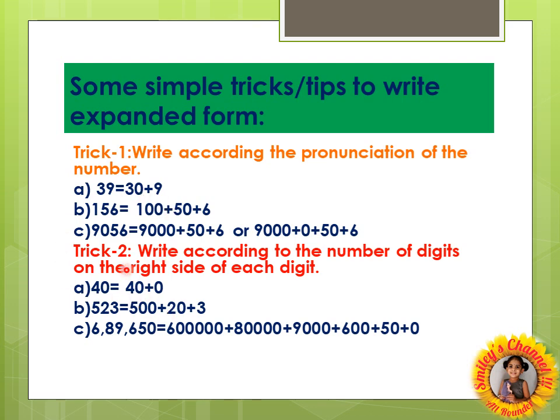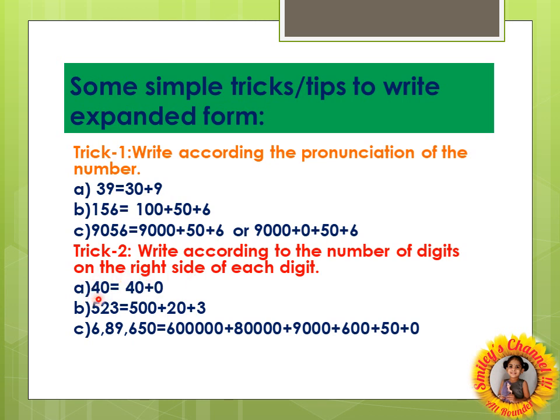So this is one trick or tip, children. And the second one, let us see now. Read this: according to the number of digits on the right side of each digit. So here I'll explain this. When you are writing the expanded form of any number, you are going to start from the highest place value, and after that particular place value you should look over the right side of that particular digit and count how many numbers you have. According to that count, you are going to put zeros. So that is the other trick. So let us see with examples.